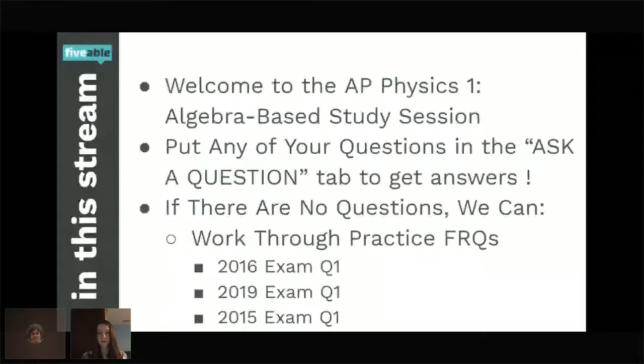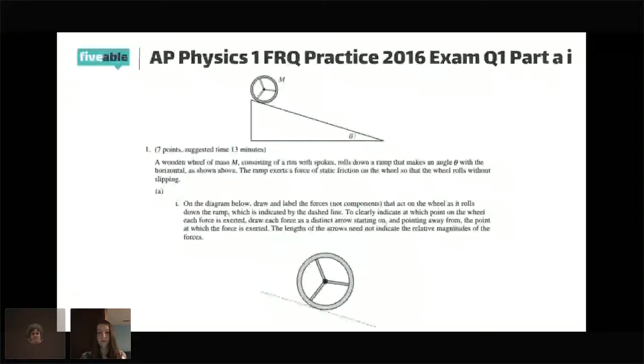So the first FRQ says: a wooden wheel of mass m consisting of a rim with spikes rolls down a ramp that makes an angle theta with the horizontal as shown above. The ramp exerts a force of static friction on the wheel, so the wheel rolls without slipping. On the diagram below, draw and label the forces, not the components, that act on the wheel as it rolls down the ramp, which is indicated by the dashed line. To clearly indicate at which point on the wheel each force is exerted, draw each force as a distinct arrow starting on and pointing away from the point at which the force is exerted. The length of the arrows need not indicate the relative magnitudes of the forces.